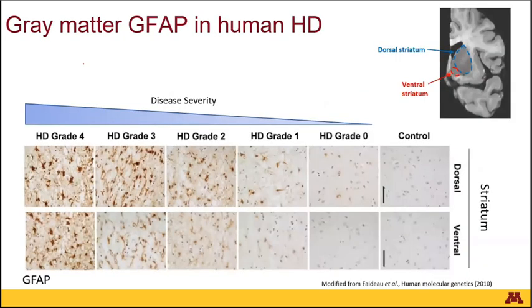Now I'll bring this slide back up. This is showing GFAP positive astrocytes in the striatum of human brains. And clearly this was not what I was seeing in my mouse model. In patients, GFAP positive astrocytes are present and progressively increasing in the gray matter as disease progresses. It's even a criteria in the grading scheme. But I don't see gray matter GFAP positive astrocytes in my mice. All of the GFAP positive astrocytes I see are associated with white matter.